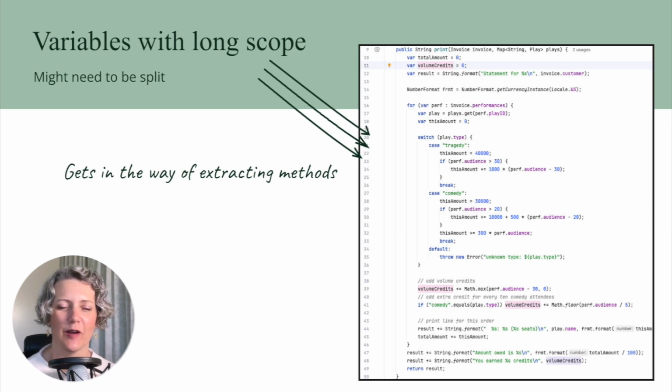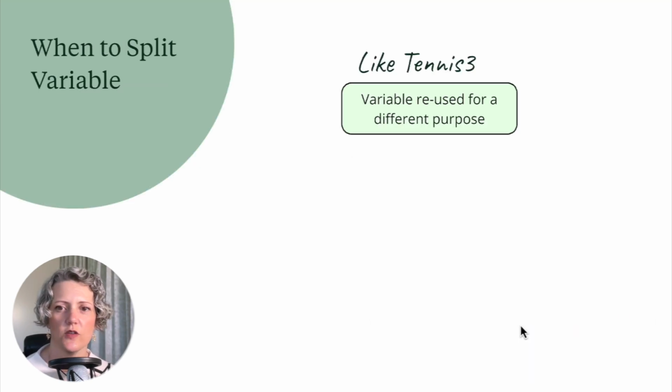In a moment, I'm going to ask you to go and do those exercises yourselves and try out this split variable. But first, I just wanted to recap the theory a little bit. The basic idea is that we have some variables with a long scope that we think we need to split, partly because they're just getting in the way of extracting methods. I've showed you the three main situations when this happens. First, like tennis 3, where you've got a variable just being reused for a different purpose. So you just want it to have more than one variable.